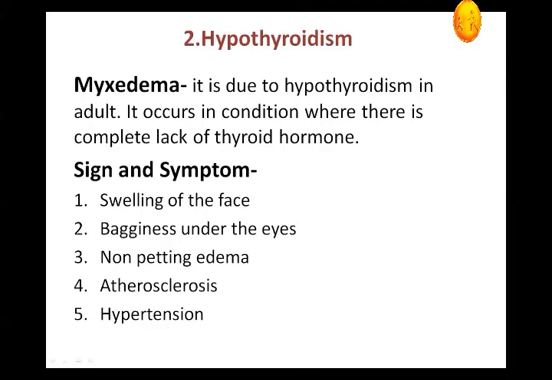Please write down signs and symptoms. Typical features are there. Swelling of the face. I will show you the figure afterwards. Then bagginess under the eyes. Non-pitting type of edema. When we press on the edema, in pitting edema you will see an impression. Here, when we press on the edematous part and release it, there is no depression on that part. This is called non-pitting type of edema.